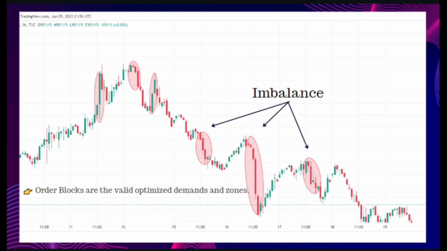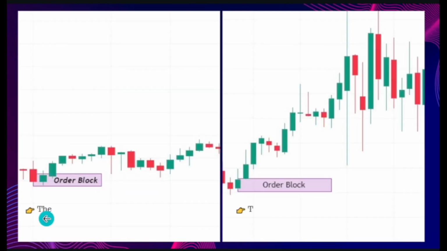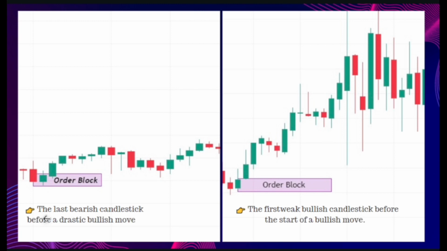So let me show you how to identify order blocks. In the bullish scenario, the last bearish candlestick before the start of a heavy bullish move is identified as the order block zone. We can see the last bearish move, then followed by a heavy bullish candle, can be identified as an order block. This is the first scenario, so this will be our order block. The second option is the first weak bullish candle before the big move.